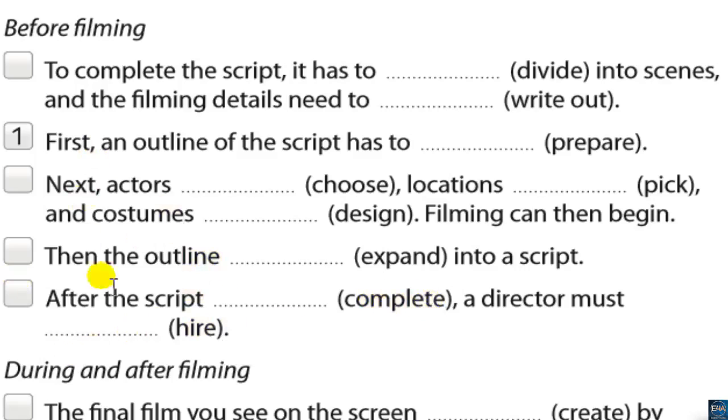So here we need to put them in order. So number 1, first, an outline of the script has to be prepared. 2, then the outline is expanded into script. 3, to complete the script, it has to be divided into scenes, and the filming details need to be written out. 4, after the script is completed, a director must be hired. 5, next, actors are chosen, locations are picked, and costumes are designed. Filming can then begin.